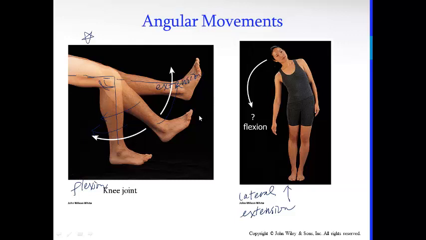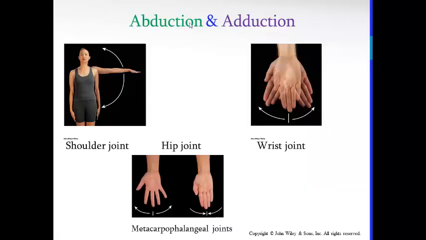So at each joint, it might work a little bit differently, but make sure you have your line of reference, and then you'll be able to figure out if it was flexion or extension. Now taking a look at abduction versus adduction. So remember which one was involving moving away from the midline? Right, abduction, moving away from the midline. Adduction is moving toward the midline.